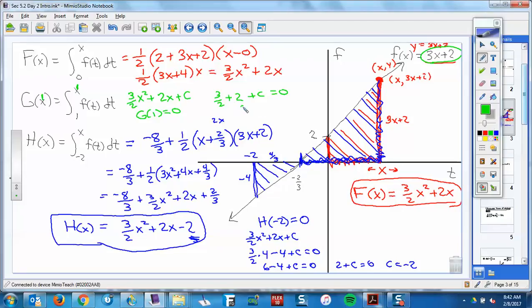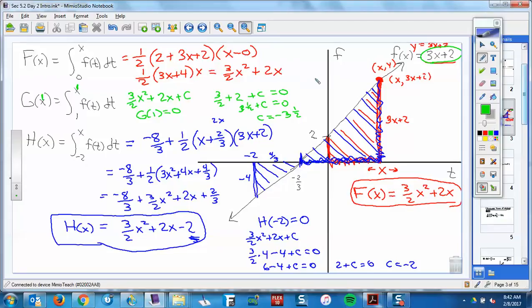3.5. So 3.5 plus c equals 0, so c would equal negative 3.5. Did I do that right? Oh, 3.5. Okay, so c is negative 3.5, isn't it? No, 3/2 is 1.5 plus 2. That'd be 3.5, wouldn't it? Okay, so c is negative 3.5.